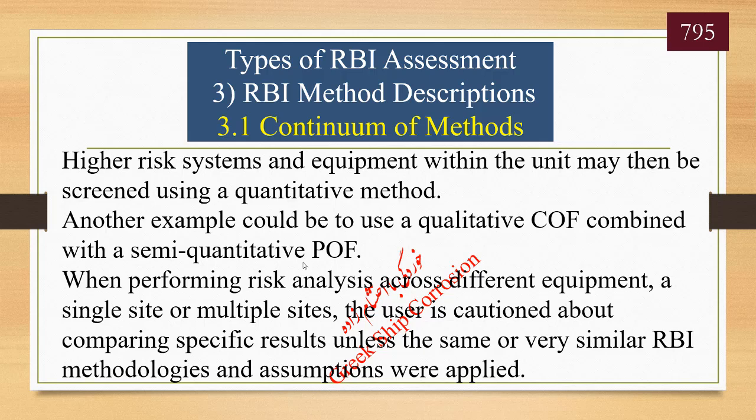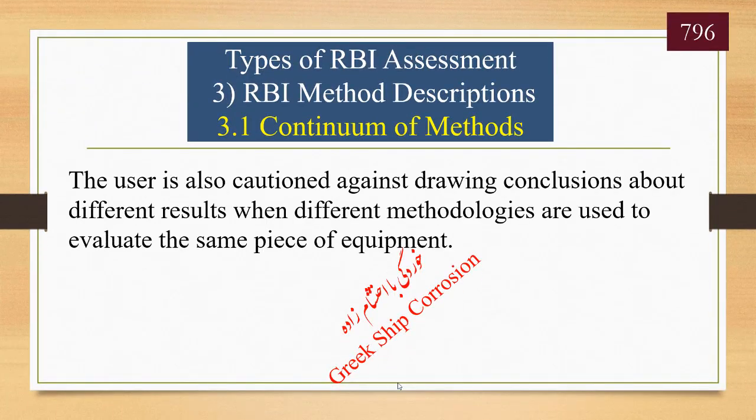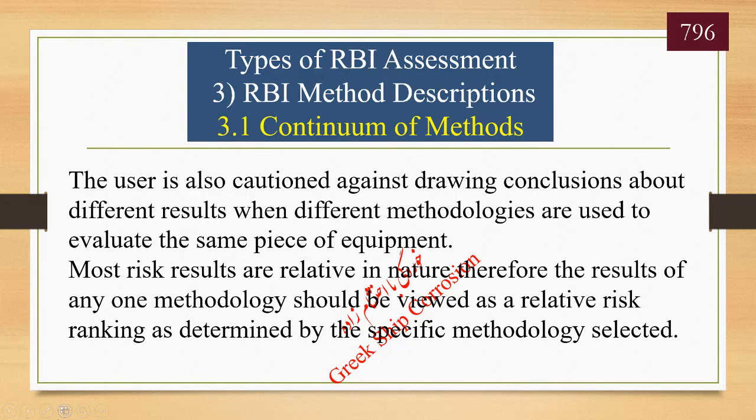When performing risk analysis across different equipment, a single site or multiple sites, the user is cautioned about comparing specific results unless the same or very similar RBI methodologies and assumptions were applied. The user is also cautioned against drawing conclusions about different results when different methodologies are used to evaluate the same piece of equipment. Most risk results are relative in nature, therefore, the results of any one methodology should be viewed as a relative risk ranking as determined by the specific methodology selected.